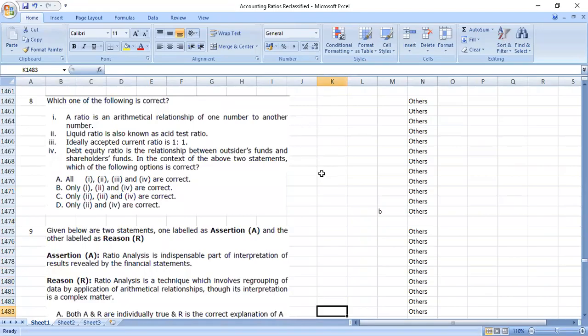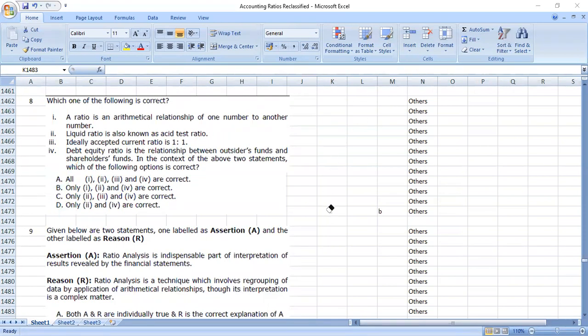A ratio is an arithmetical relationship of one number to another number. Sounds correct. Liquidity ratio is also known as acid test ratio, correct? According to NCERT, liquidity ratio, quick ratio and acid test ratio mean the same thing. Ideally accepted current ratio is 1:1. That is wrong. Ideally accepted current ratio is 2:1. So 3 is wrong. Let's see if there is any choice without 3. There are two choices without 3. D: debt equity ratio is a relationship between outsiders' funds and shareholders' funds. That's true. So 4 is also correct. So 1, 2, and 4. B is the correct answer. B for ball is the correct answer.